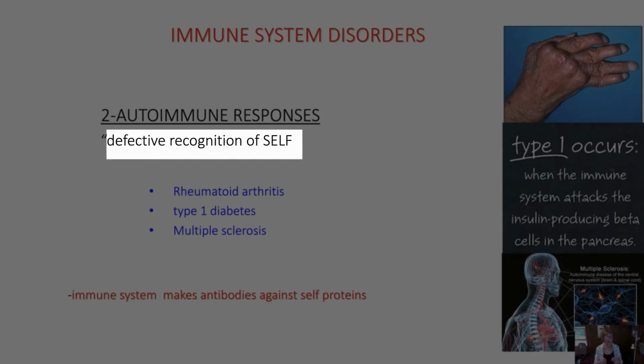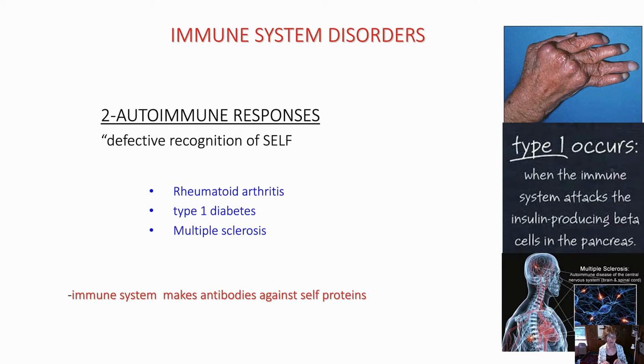What happens is that the immune system makes antibodies against self proteins. So you have your immune system looking at what would be a normal protein in your body. It looks at it as non-self and causes an immune response. Rheumatoid arthritis, type 1 diabetes, multiple sclerosis, these are all examples of autoimmune disorders. Defective recognition of self proteins stimulates an immune response, causing the symptoms of these immune disorders.